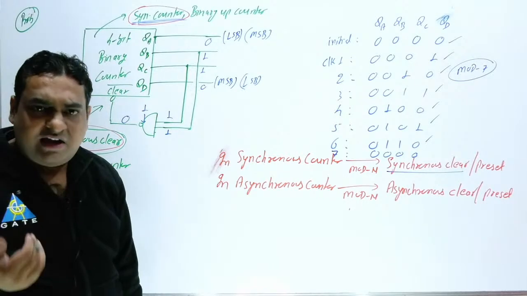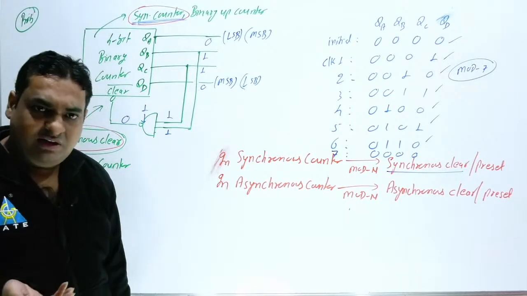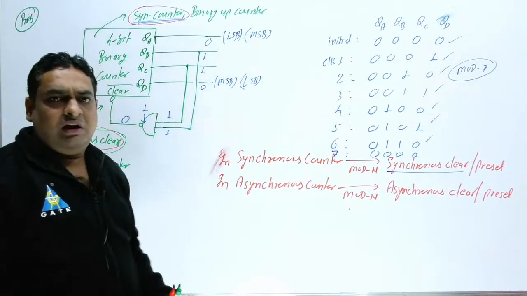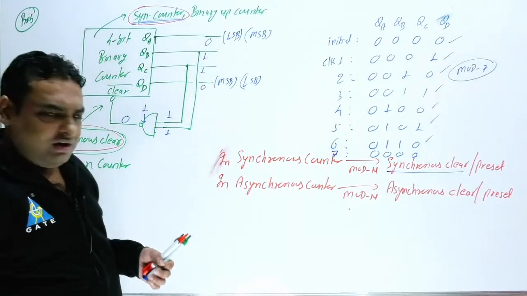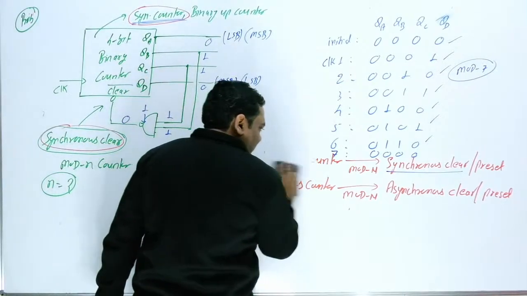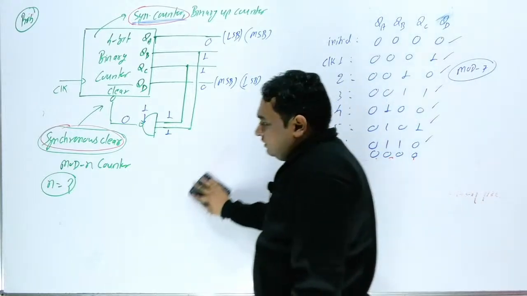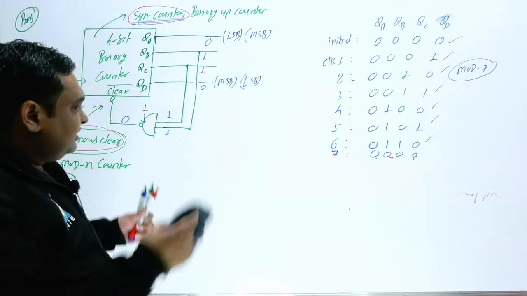If we are going to use a synchronous counter, generally we will use synchronous clear, and when we are going to use an asynchronous counter, generally we will use asynchronous clear. But the reverse can be used also. But this is standard protocol, and the examiner will generally follow these things. Okay, and the reason behind why we use this, I am going to design here. I hope this is clear to all of you.